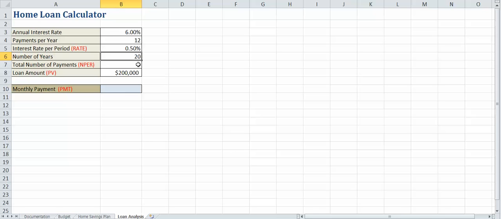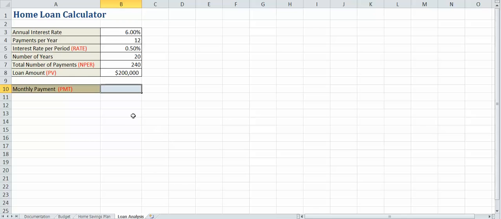Then I also need to calculate the number of payments. So here's the number of years for the life of the loan. I need to multiply that times 12. So I'm going to enter another formula here, and I'm going to multiply the months by the years, and that gives me the total number of payments that I will make over the life of that loan. So now I have all the basic arguments ready for my payment function.